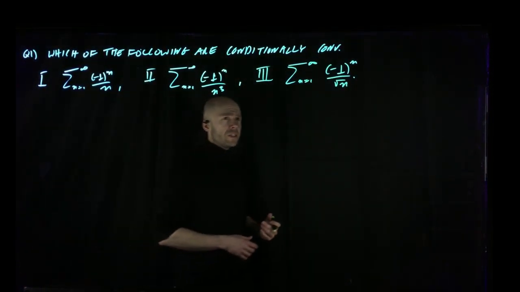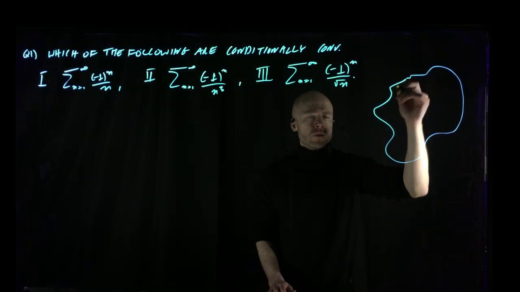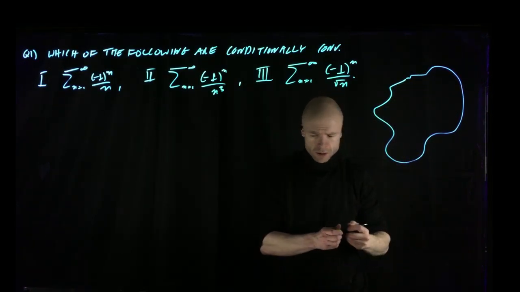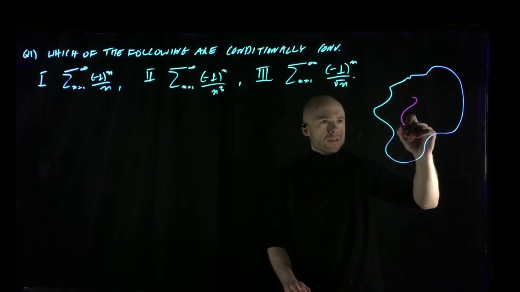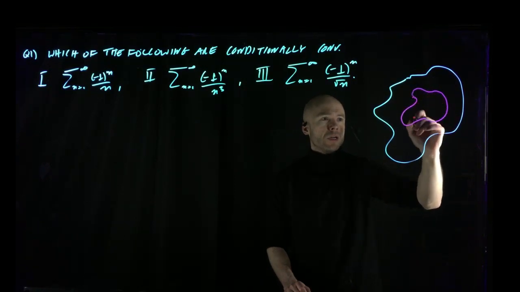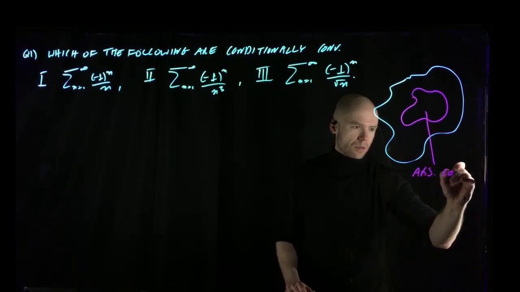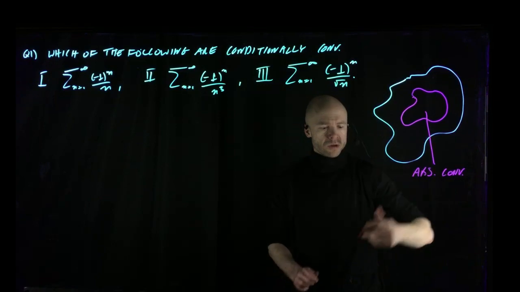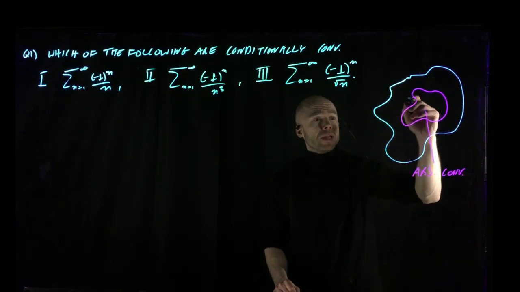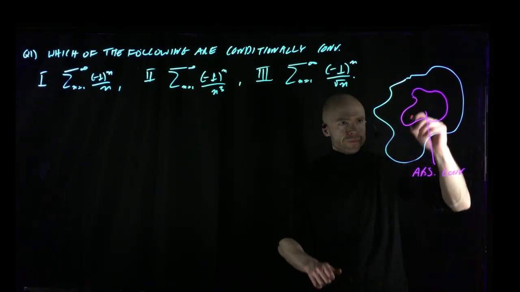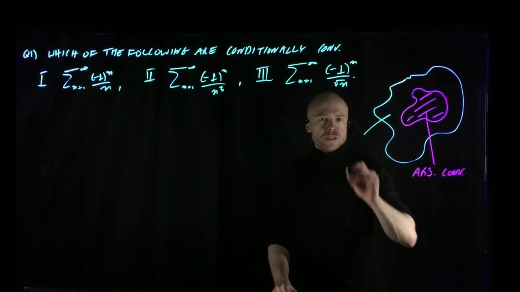So let's remind ourselves what it means to be conditionally convergent. If this blob denotes the set of all convergent series, we know that the set which are absolutely convergent are a strict subset. So this red blob are those which are absolutely convergent, because if you're absolutely convergent, you are indeed convergent. And there are some that are convergent, but they are not inside this red blob. They are not absolutely convergent. And those are the guys we call conditionally convergent.